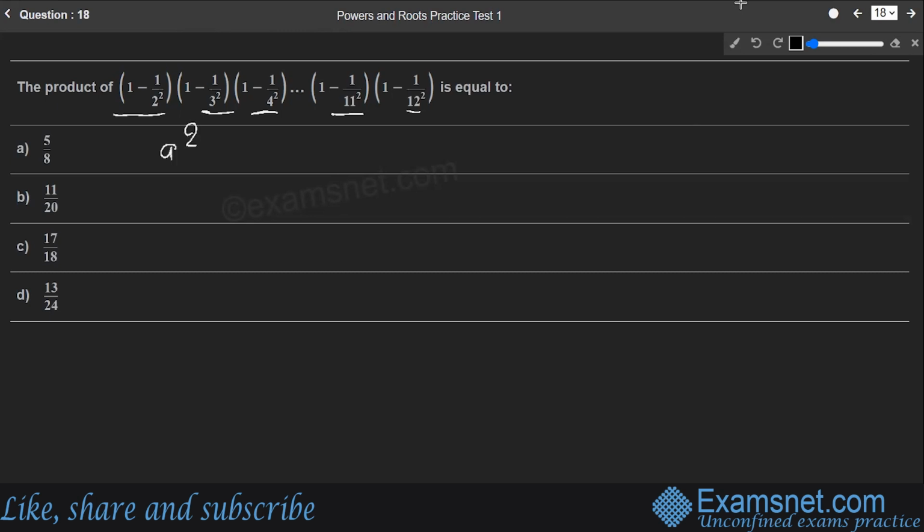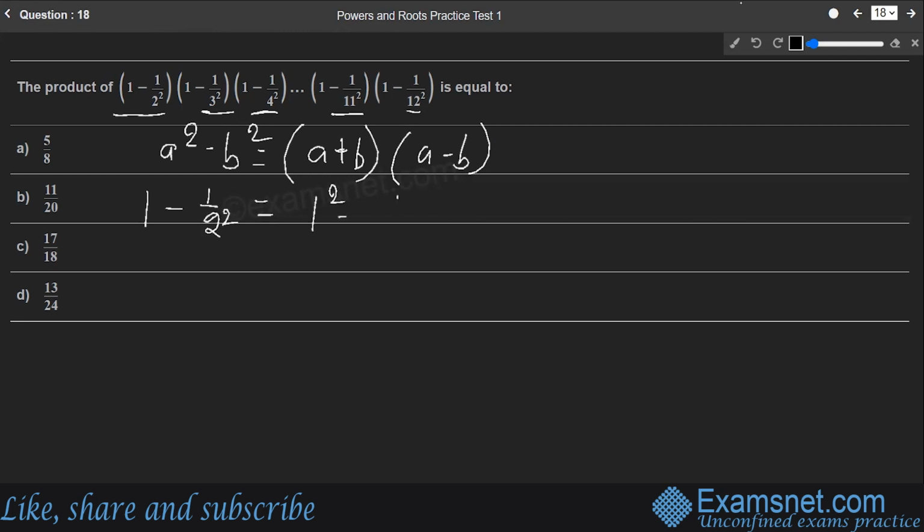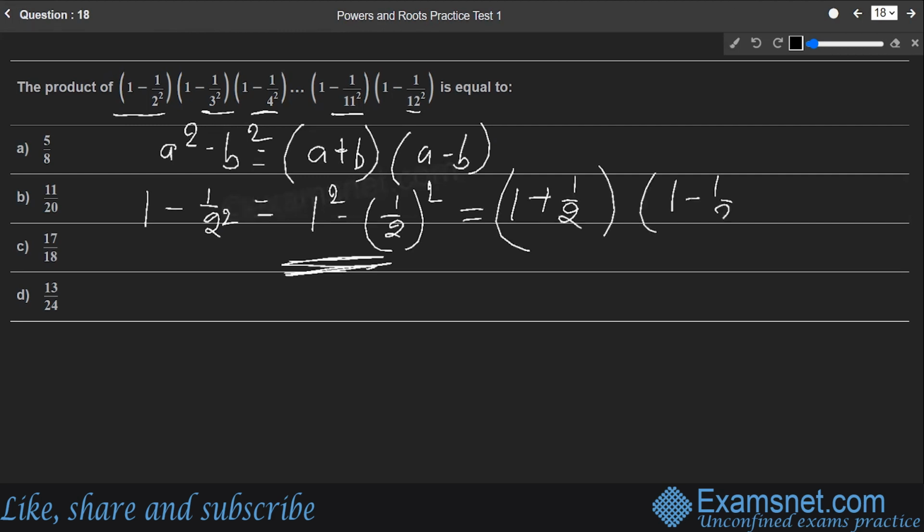See, as we know, a square minus b square is always (a plus b) multiplied by (a minus b). So we're going to use the same fact for the first term, that is 1 minus 1 by 2 square, which can be written as 1 square minus (1 by 2) whole square, which can be treated as a square minus b square, which will give us (1 plus 1 by 2) and (1 minus 1 by 2). Now similarly this can be done with 1 minus 1 by 3 whole square also, which will give us (1 plus 1 by 3) multiplied by (1 minus 1 by 3). Similarly, 1 minus 1 by 4 square will give us the same form.